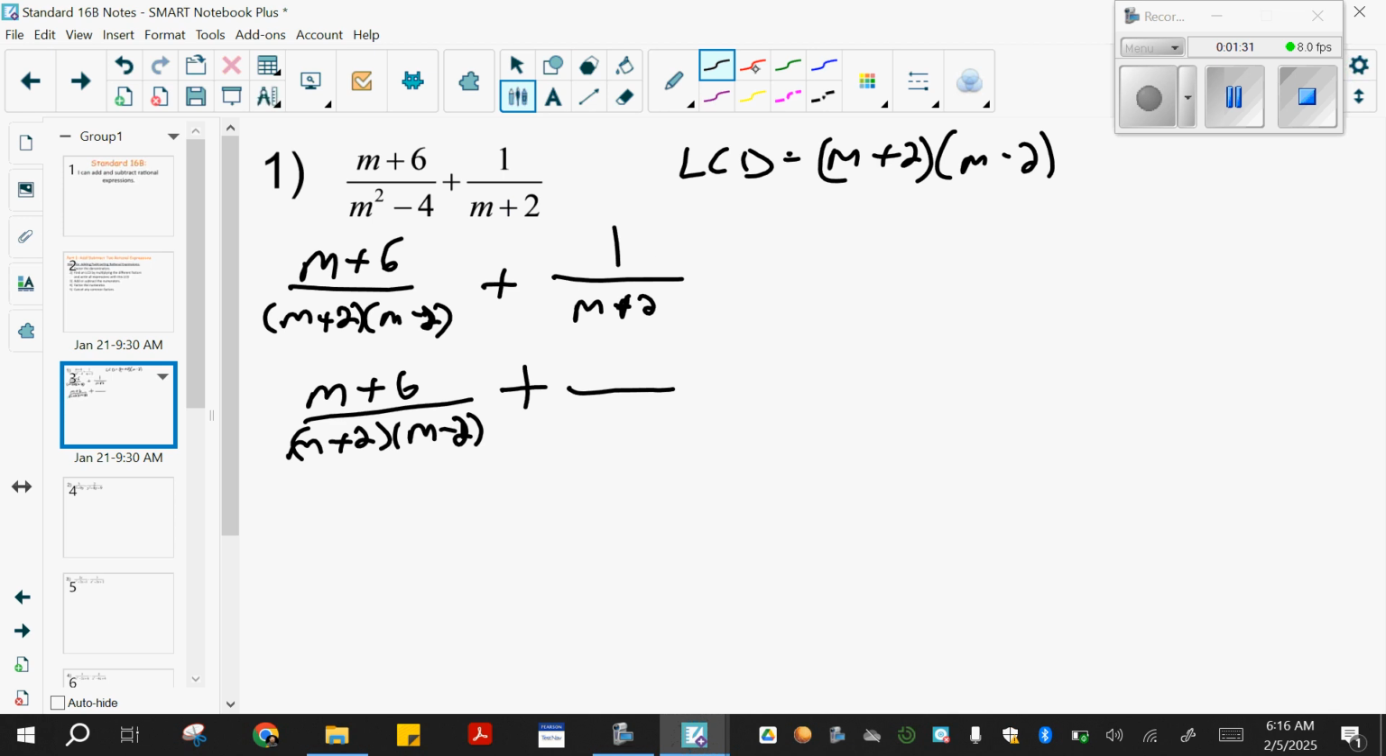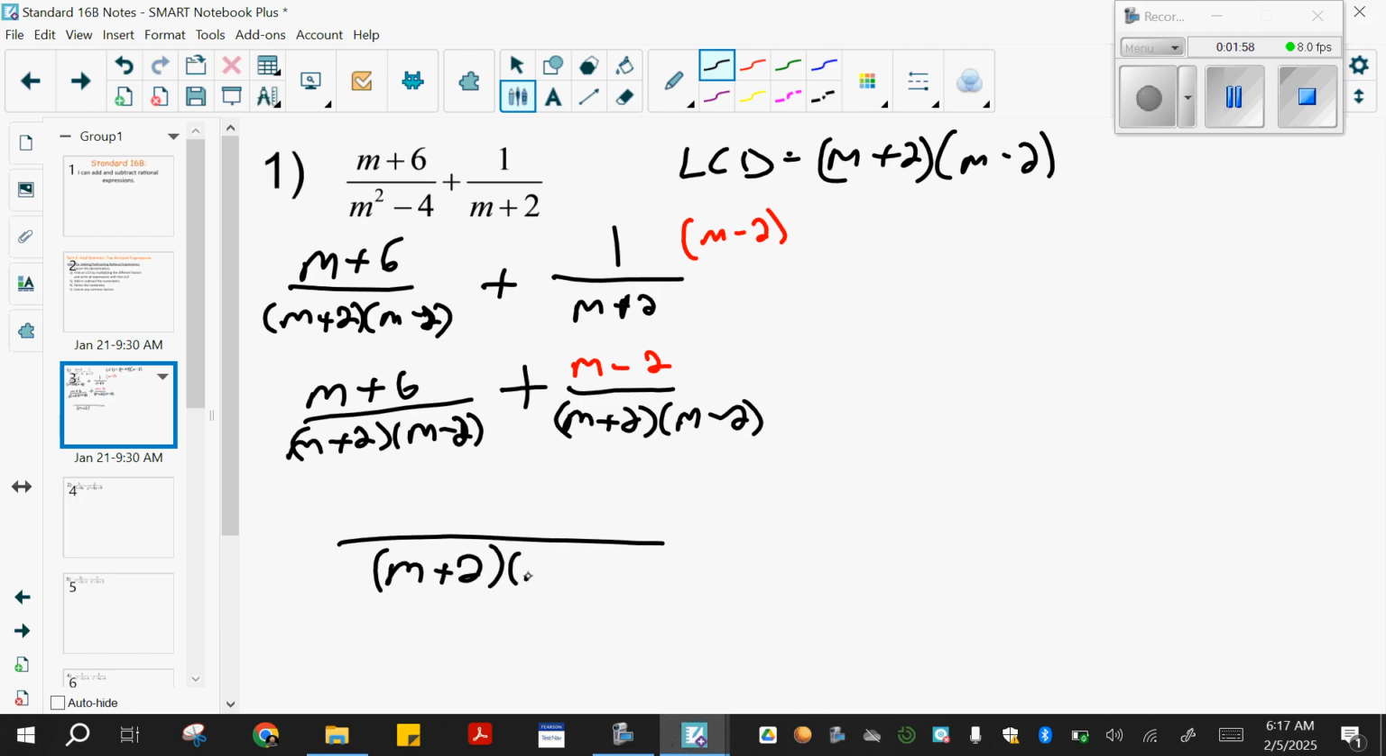Here, I have to multiply this side by what we don't have, which is m minus 2. So I'm going to do that. So I'm going to have m plus 2 times m minus 2 for the bottom. The top is going to become 1 times that, so I'm going to just have, let's do it in red to remember, m minus 2. We can put them all together. So we know that the bottom is going to be m plus 2 times m minus 2.